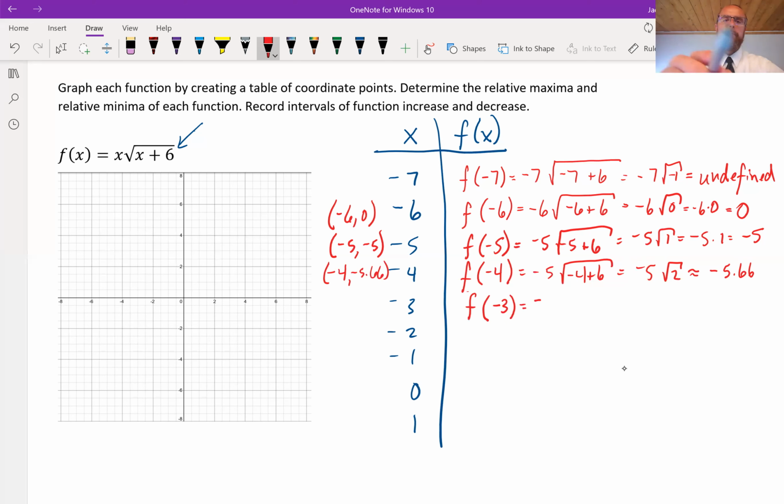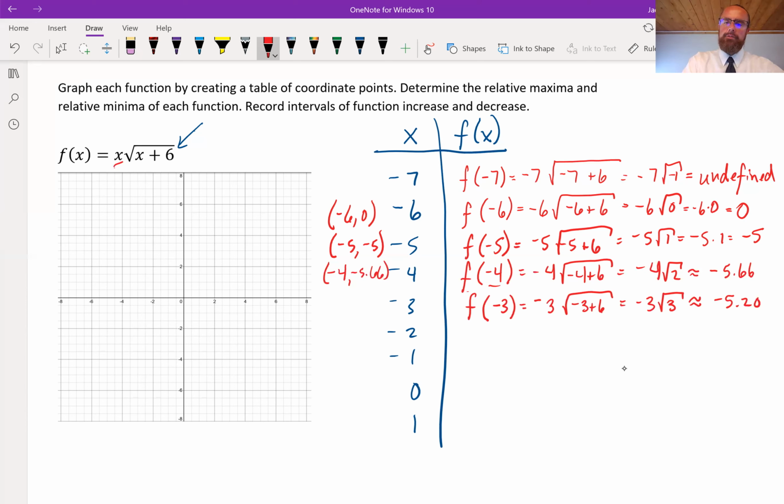I made a mistake. Let me go back. I input -5 here. Can you see what that should be? That was an x in the function. My x here is -4, so that should be 4. But that is -5.66. So fix the error. Let's keep going. So -3 times the square root of -3 plus 6, which is -3 times the square root of 3. And again, that's irrational. So I got to estimate that that's about -5.20.